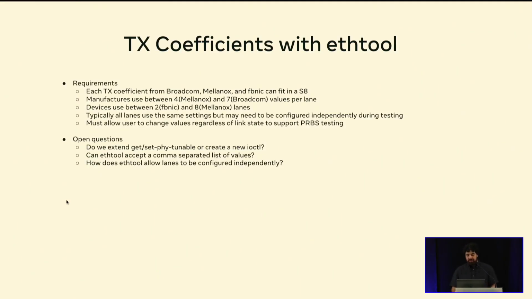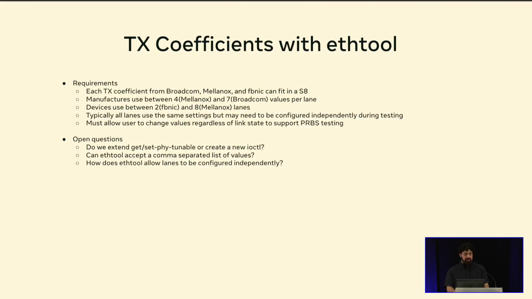So for TX coefficients, the idea is that we extend ethtool. What are our requirements here, what do we need to do? Each TX coefficient from Broadcom, Mellanox, and FBNIC can fit in a signed 8-bit value. We don't need more than that now. When I talk to our hardware engineering teams internally, they do not see needing more than 8 bits per value for the foreseeable future. Manufacturers use between 4 and 7 values per lane, so we do have a little bit of a difference there. And devices use between 2 and 8 lanes. So we know how much data we need: 56 bytes, which we could just round up to 64 bytes to send between the kernel and ethtool.